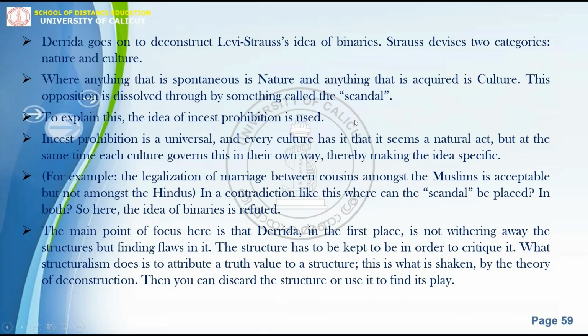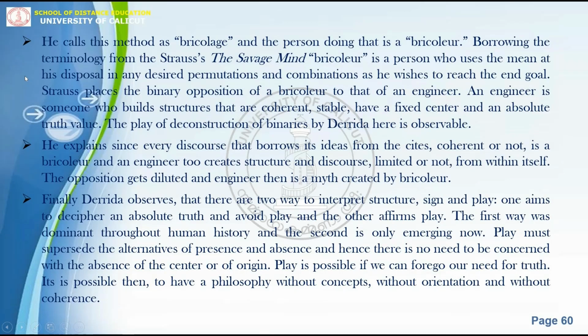So this is how Derrida talks, and he also calls this method bricolage, and the person doing that is a bricoleur. Borrowing the terminology from Strauss, The Savage Mind, a bricoleur is a person who uses the means at his disposal in any desired permutation and combination as he wishes to reach the end goal. So a bricoleur is a person who uses the means at his convenience in any desired permutation and combination in order to reach his desired end goal.